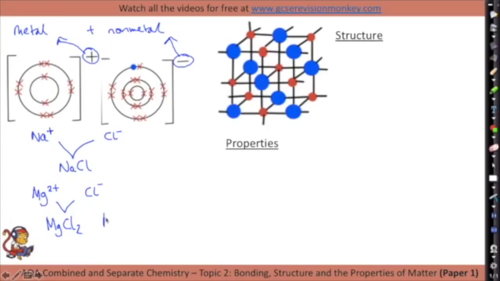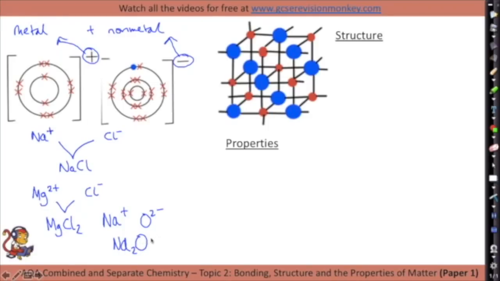Similarly, if you had sodium bonding with oxygen, because oxygen is 2-, this time you'd need 2 sodiums, so you'd write Na2O. So this is how you'd write the formula of the ionic compounds.